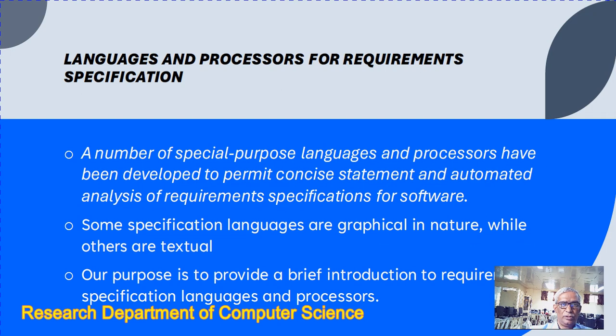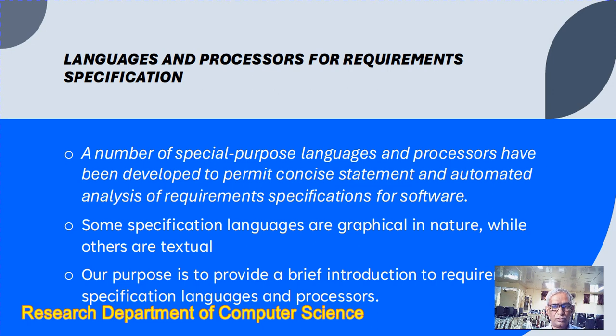So what do we mean by languages and processors for requirement specification? What languages are used to consider requirement specifications? That is the main part. Here, a number of special purpose languages and processors have been developed to permit concise statements and automated analysis of requirement specification for software. Some specification languages are graphical in nature while others are textual. All these things take place in either of two forms, as I already mentioned, automated or manual.